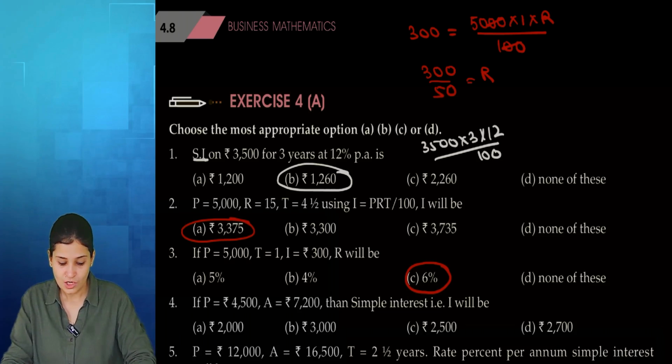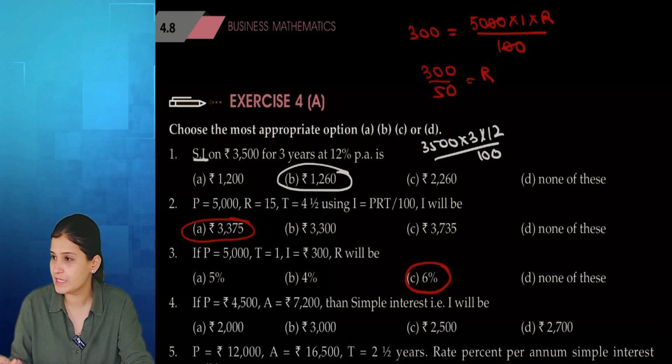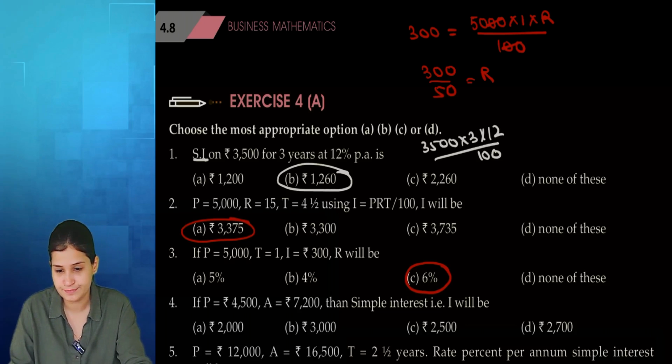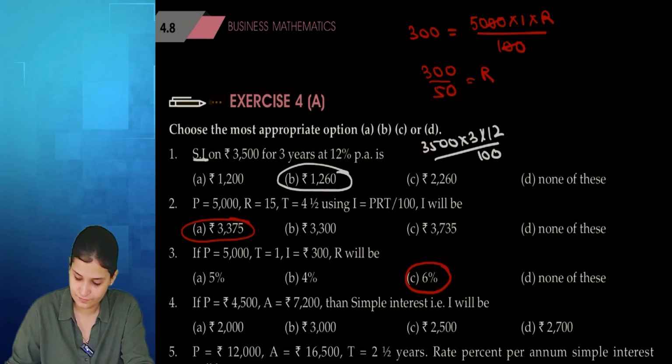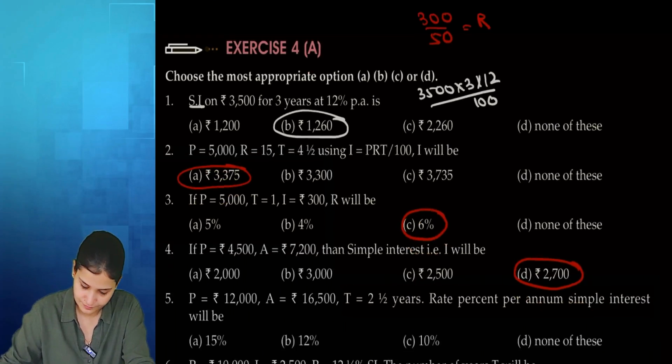Question number 4. Principal is given, amount is given. We want to find the interest. Simple subtraction. Simple interest will be amount minus principal. 7,200 minus 4,500. Answer? 2,700. All of you got the answer?